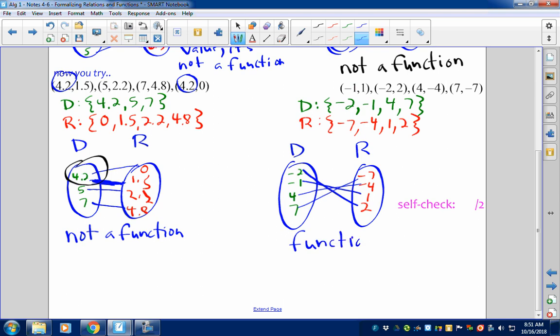So it's kind of a combination of looking at it, checking to see if there are any points, one stacked above the other. You can see it visually in the mapping diagram here. See the domain and range. And then we're going to show you how to see it geometrically as well on the graph.